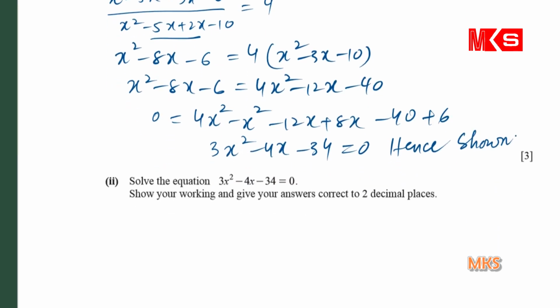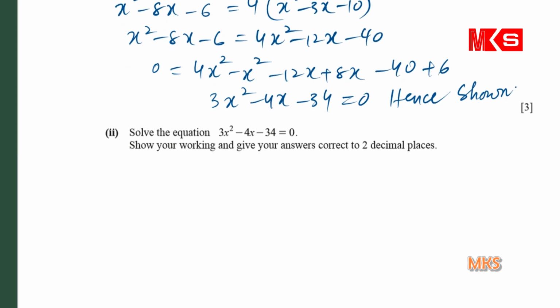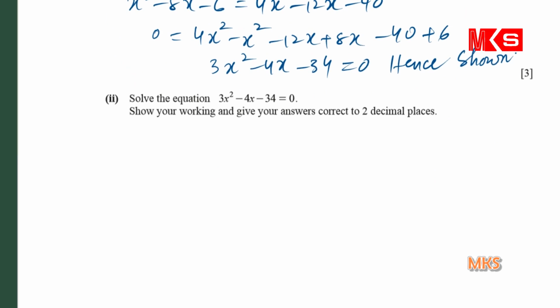Then solve the equation 3x squared minus 4x minus 34 is equal to 0. Show your working and give your answers correct to 2 decimal places. This is a hint: don't try mid-term breaking or factorization. There could be factorization or completing the square method, but I think the best way when it is written correct to 2 decimal places is to use the quadratic formula.